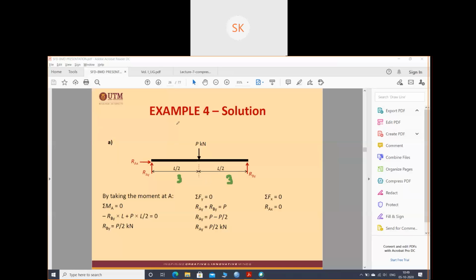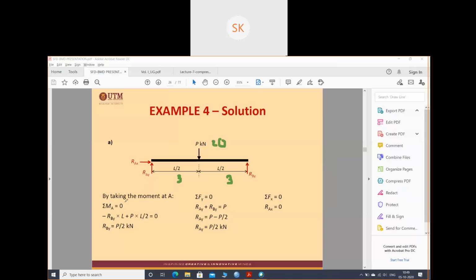And how much was the P? How much was the P given? I cannot go back to the previous slide. Please type in the chat box. What was the P value? 20. Thank you. So this is 20 kilonewton.